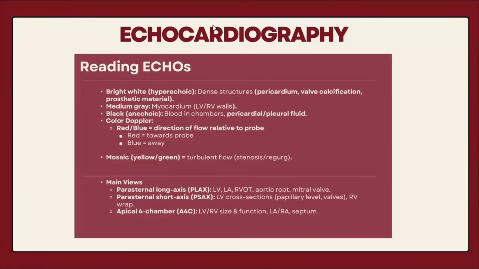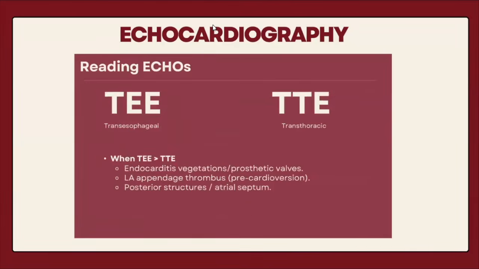So that's MRIs done. Moving on into echocardiography, right? Now, echocardiography is ultrasound, basically, of the heart. Now, you're going to have two different types of approaches that you use. You can use transesophageal versus transthoracic. Usually, transthoracic is used unless there's specific cases.